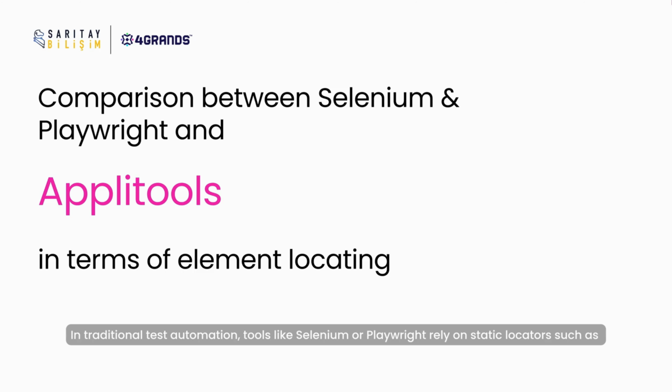In traditional test automation, tools like Selenium or Playwright rely on static locators such as XPath, CSS selectors, IDs or class names, etc., to identify and interact with elements on a web page. However, in dynamic and rapidly evolving applications, these static locators can become unreliable. A minor change, for example in the DOM structure, like renaming an element or altering its position, can cause tests to break, leading to increased maintenance efforts and reduced efficiency.